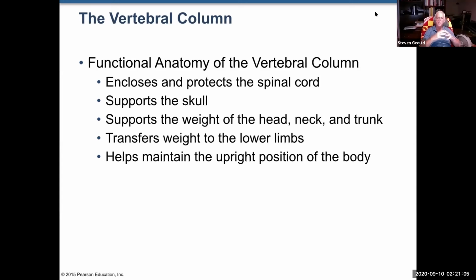It transfers weight to the lower limbs. So as you walk, the balance and weight of your entire trunk, head, and neck area is being transferred to your legs. That's why your legs are so much larger than your arms, because all the weight and all the mass is transferred to those legs, to the lower limbs. And it helps maintain the upright position of your body.